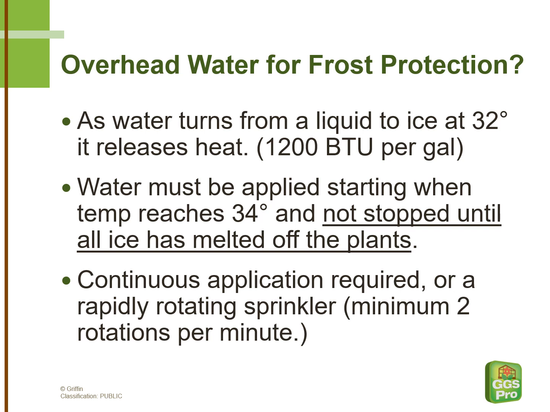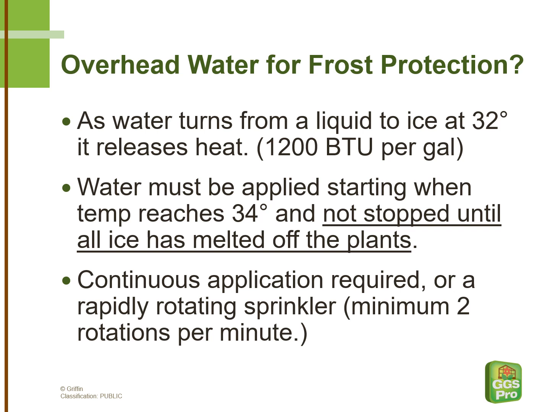One of them is that the overhead sprinklers need to be turned on when the air temperature is 34 degrees. We can't wait until it is colder than that and still be successful. And the other thing that we need to know, and maybe this is the most important part of it, is that we need to continue to have those overhead sprinklers running until all the ice is melted off the plants in the morning. And if you can meet those conditions, then you can definitely gain several degrees of protection from freezing.